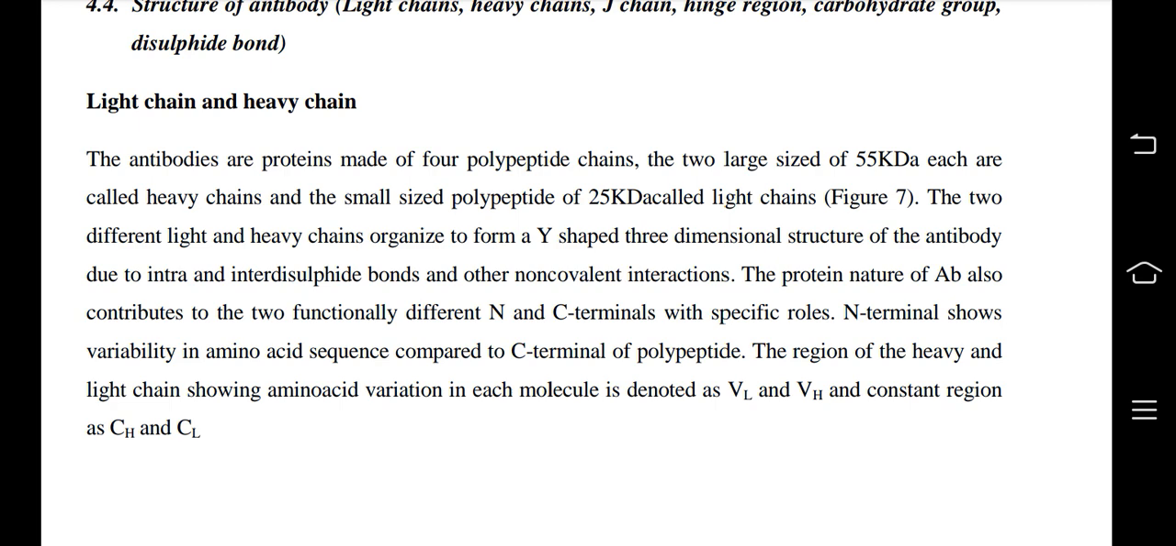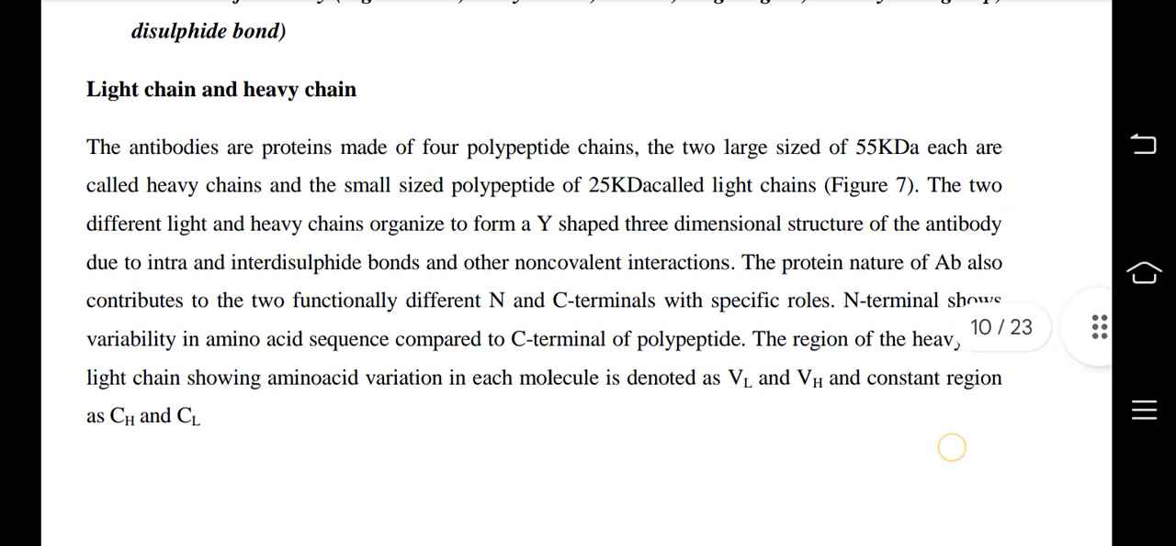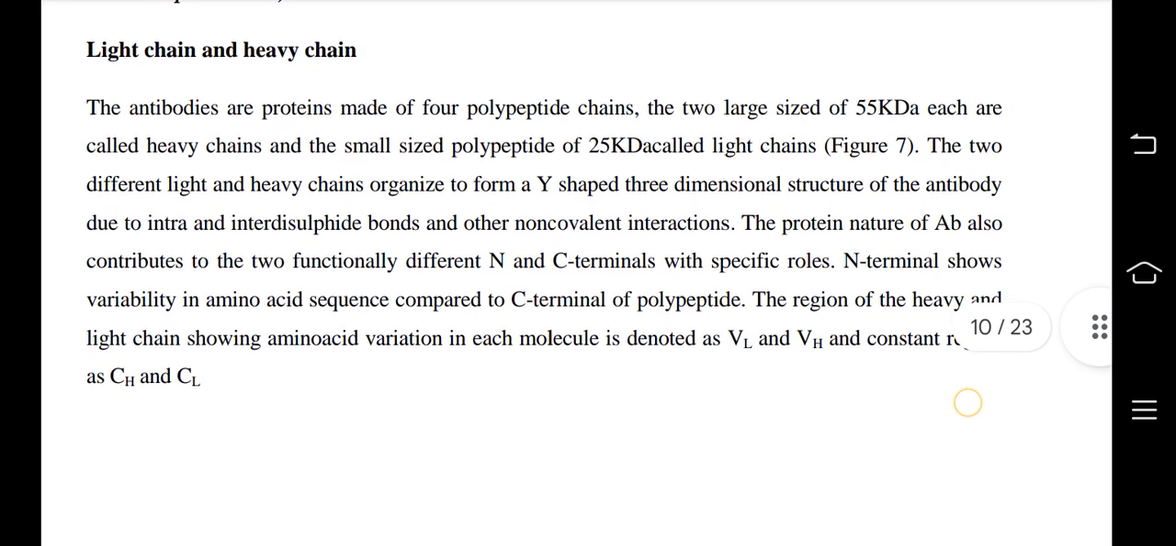The region of the heavy and light chain showing amino acid variation in each molecule is denoted as VL and VH. VL is the variable region in the light chain, VH the variable region in the heavy chain, and the constant regions are CH and CL. Region of heavy and light chain showing amino acid variation.